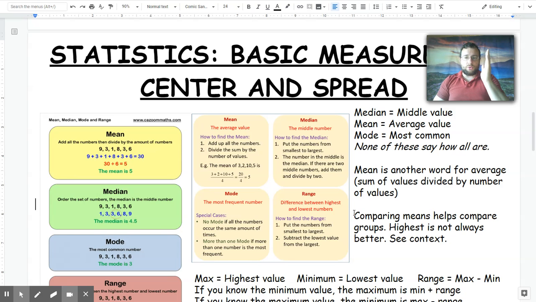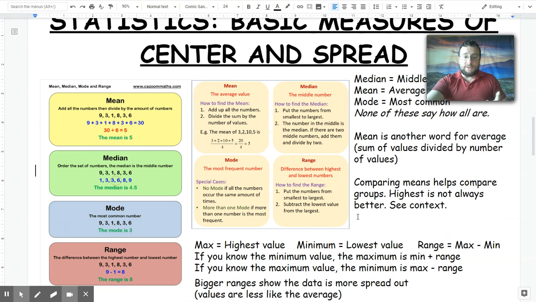The median is the actual center value when you line up all the numbers from smallest to largest. And the mode is the value that happens the most often. The range is the difference between the maximum value and the minimum value, and that one tells you how spread out the data actually is, and if it's close or far from those averages or that median.